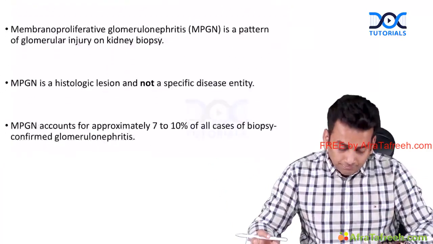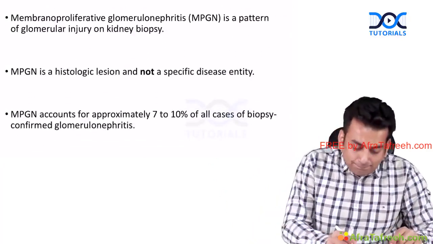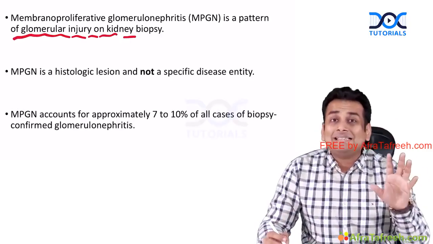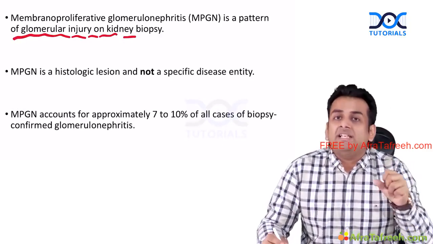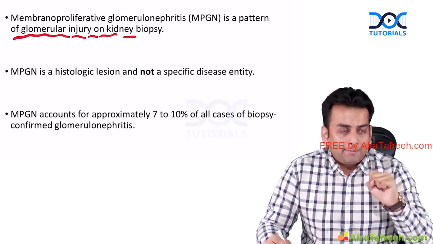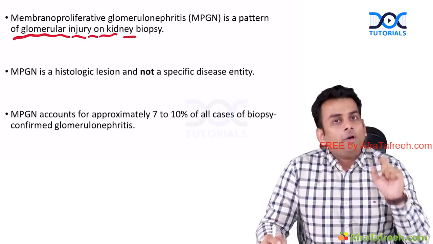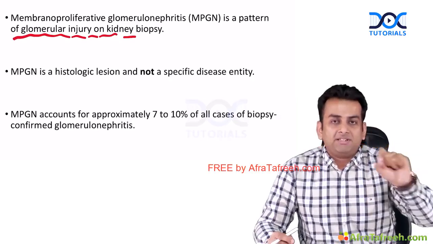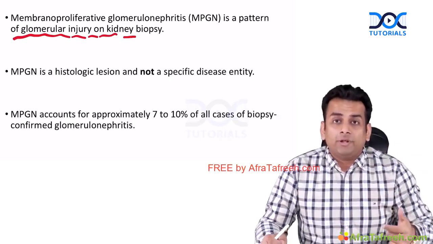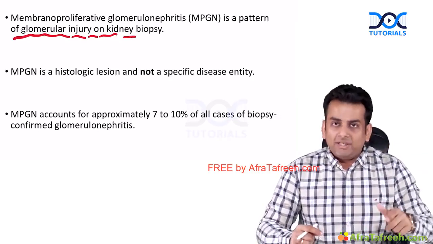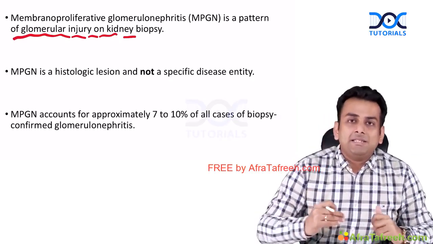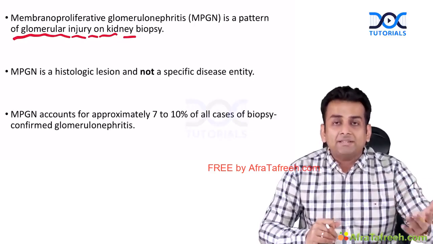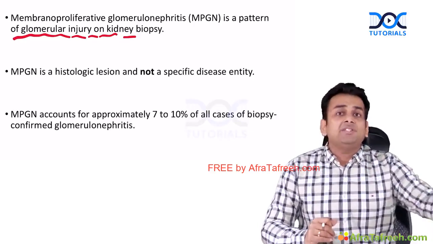Now, MPGN is a pattern of glomerular injury on kidney biopsy. Now, it is not a disease entity. It's a histologic entity. Now, what do I mean by that? Say, for example, all of us have seen an ECG. Now, if I tell you the diagnosis of this person is ST elevation, you would start laughing. You would say, sir, ST elevation is not a disease. It's a pattern on the ECG. It can be found in AMI, it can be found in hyperkalemia, it can be found in pericarditis, it can be found in early repolarization variant and so on.